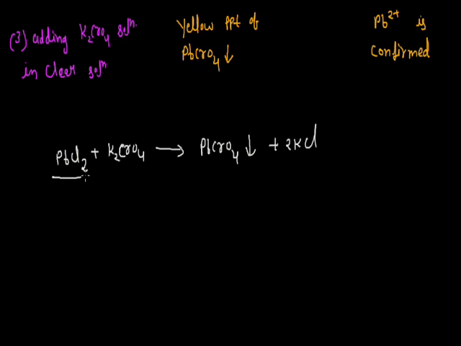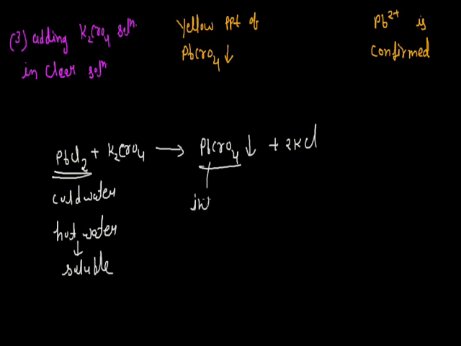Since this white PPT is insoluble in cold water but soluble in hot water, but this lead chromate PbCrO4 is insoluble in both cold and hot water, these two tests confirm that our salt contains first group, and in the first group this will contain cation Pb2+.